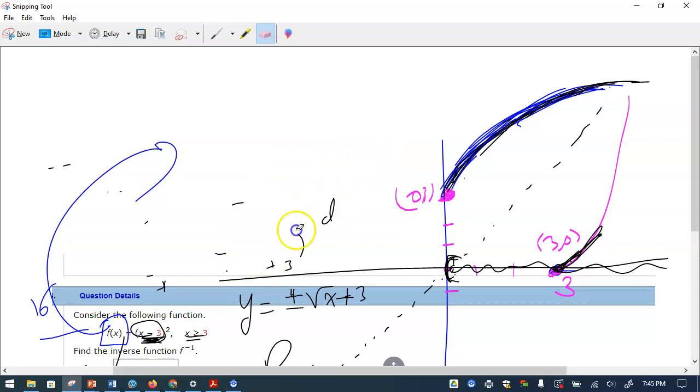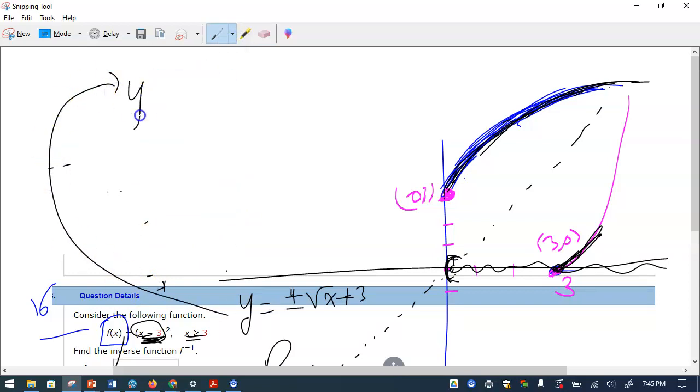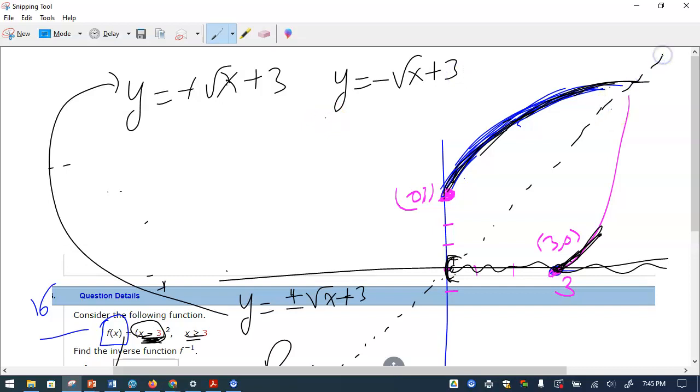But how do we know which one is the right one? Let me clean this off. So I'm going to write both of them: y equals plus square root of x plus 3, and the other one is y equals minus square root of x plus 3. Now remember, when you graph, this graph is a square root graph which shifts 3 up. So if this is the original graph, it shifts 1, 2, and 3.